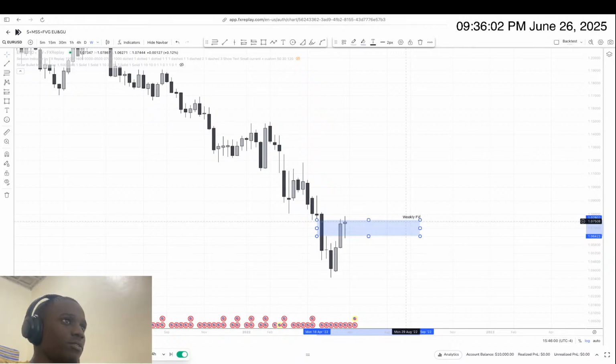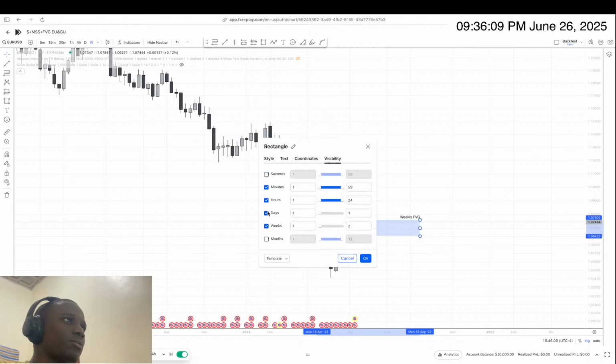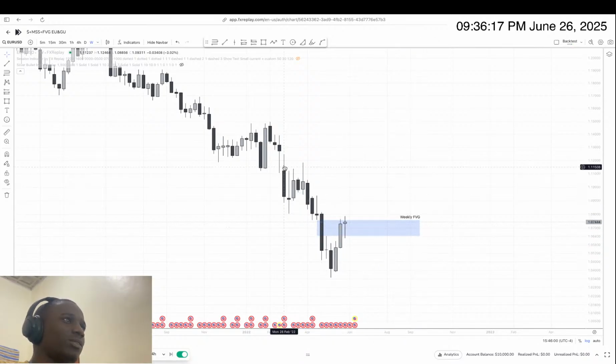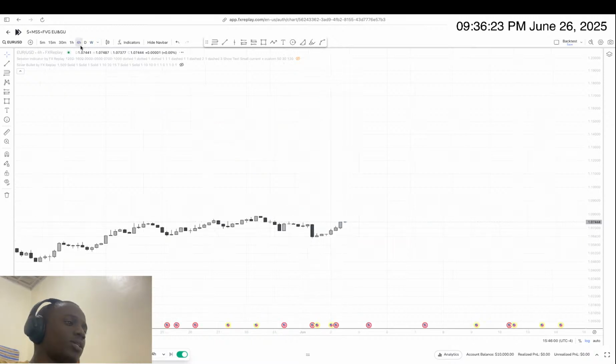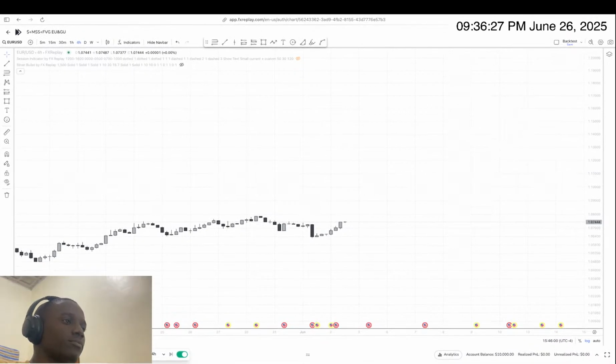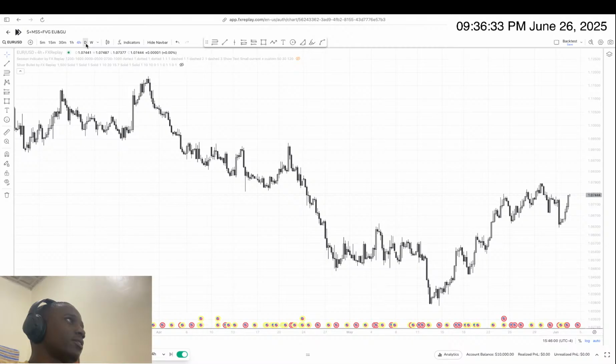Weekly fair value gap, and I'd like it to be visible on the weekly and the daily only. For hours and minutes I really don't need it. And maybe we'd like to see a small retracement, because we are in a downtrend. So this was a break, then we want to continue to drop to the downside.